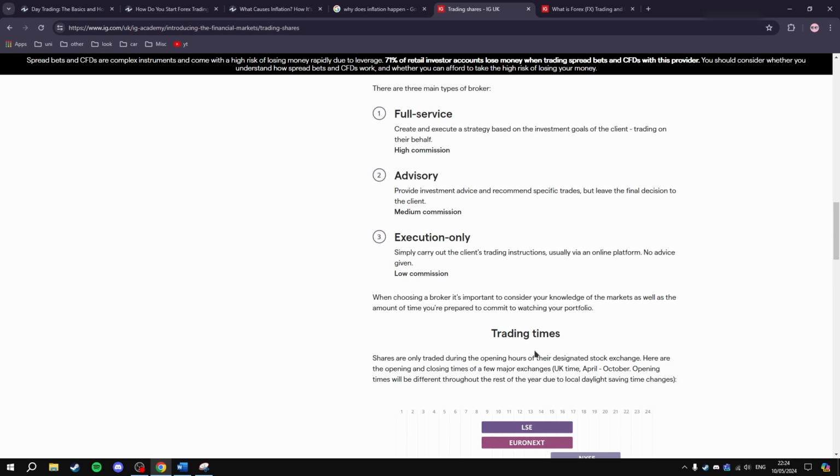When choosing a broker, it's important to consider your knowledge of the markets as well as the amount of time you're prepared to commit to watching your portfolio.